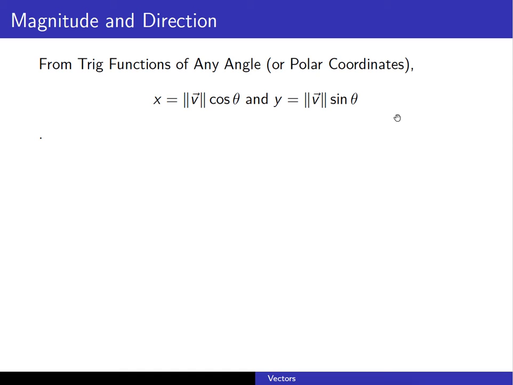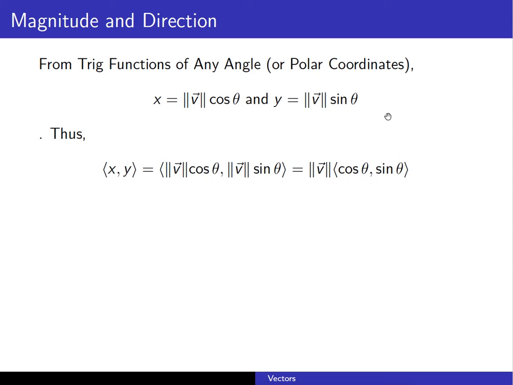I guess really it's just more applications of trig functions of any angle. So if we look at our components, we have v cosine theta, or magnitude of our vector cosine theta, for our horizontal component, and magnitude of our vector sine theta for our vertical component. We can actually factor these out so we don't have to write them twice. So if we factor it out of the vector, we have the magnitude times the cosine of theta, sine theta. So just factoring it out.